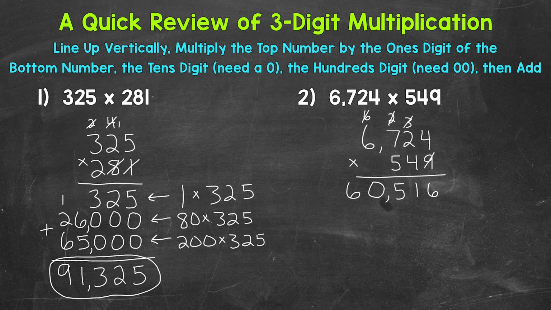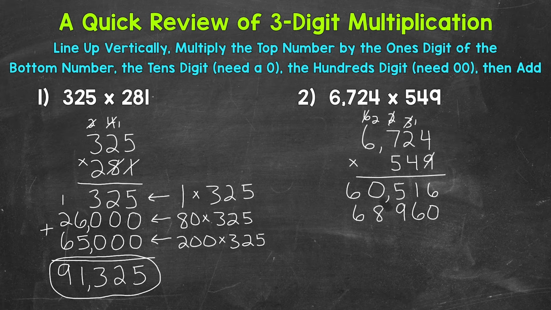Now we'll move to the tens place and multiply by that tens digit, which is a 4. So that 4 has a value of 40. We are moving over to the tens, so we need a 0 there. Then we do 4 times 4, which is 16. Carry the 1. 4 times 2 is 8, plus 1 is 9. Then we have 4 times 7, which is 28. So we'll put our 8 and carry the 2. And then we have 4 times 6, which is 24, plus 2 is 26.